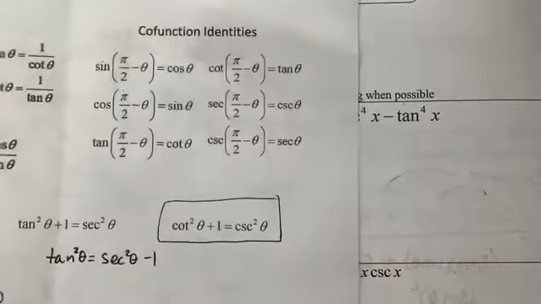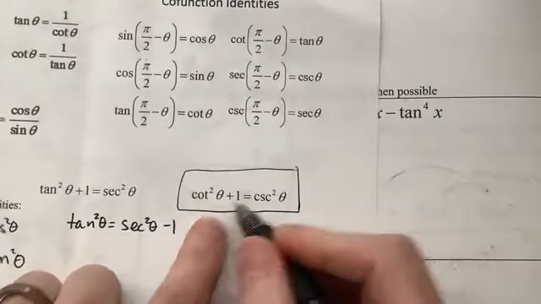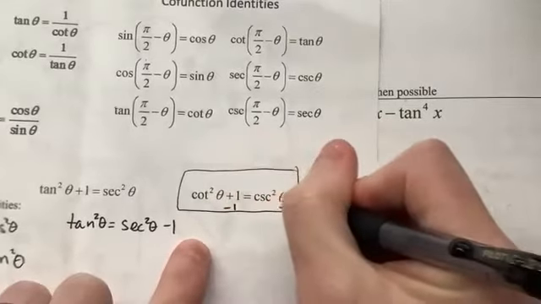So the place that came from is here. If you have cosecant squared and you have a 1 on this side, you could just take away 1 on this side and take away 1 on this side.